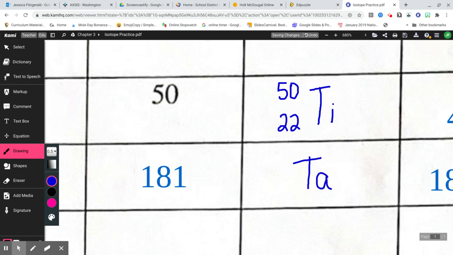Our mass is going to go in the upper left-hand corner, so 181. The atomic number is in the lower left-hand corner of the symbol, which is 73.